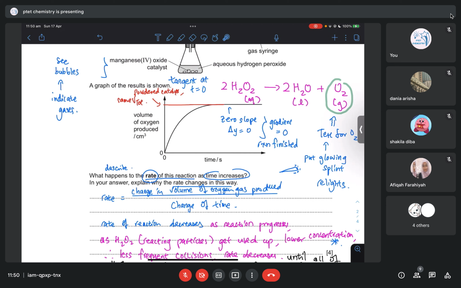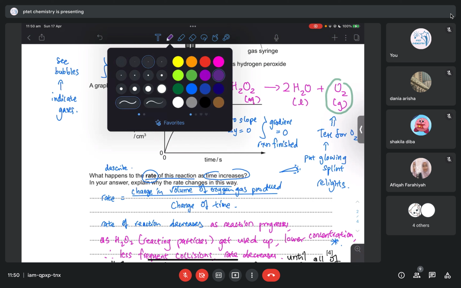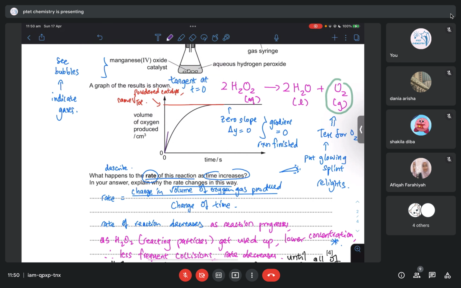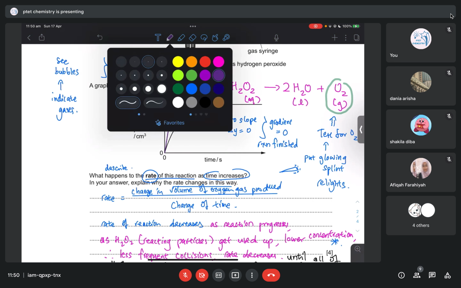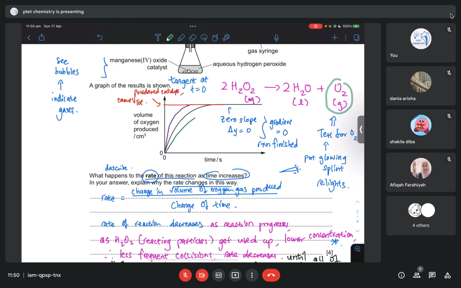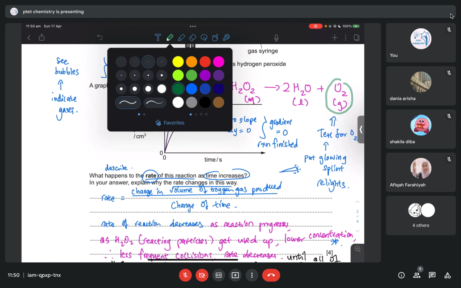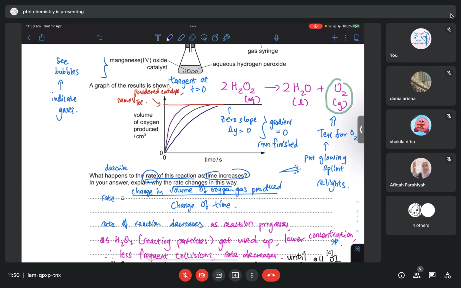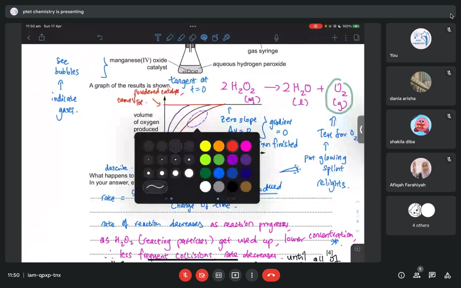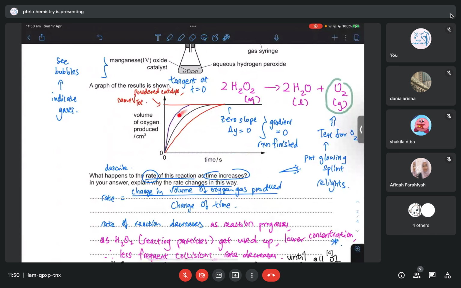If your reaction is faster, so I'm going to give you two alternatives now. Would it be number 1, or would it be number 2 here? The green color is not a good color. Would it be this blue color or the purple color? That is not a very good color as well. Let me change this to red. Will it be the red line or would it be the purple line when you use a powdered catalyst? Previously, you use a lumpy form of the catalyst. Now you use a powdered form of the catalyst. What do you think, Shakila?